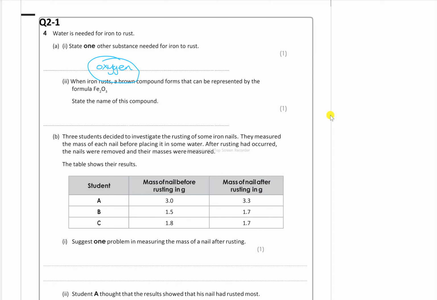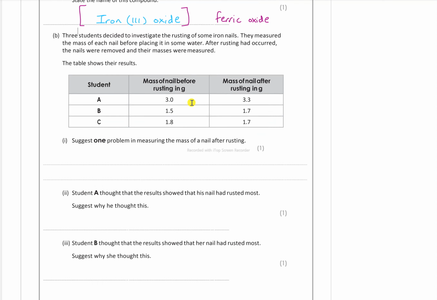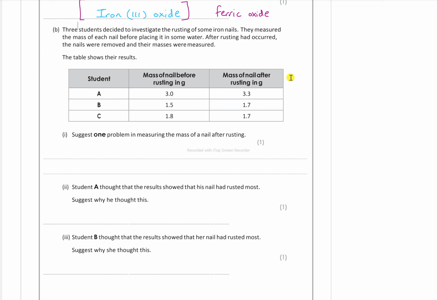State the name of this compound formed. So this compound here, it's a brown compound, right? I remember what it said: iron, 1, 2, 3, brackets, oxide. Don't just put iron oxide. They've also said in the mark scheme that you can get away with ferric oxide. But to be safe, to make sure that it goes across all exam boards, stick to iron 3 oxide. Right.